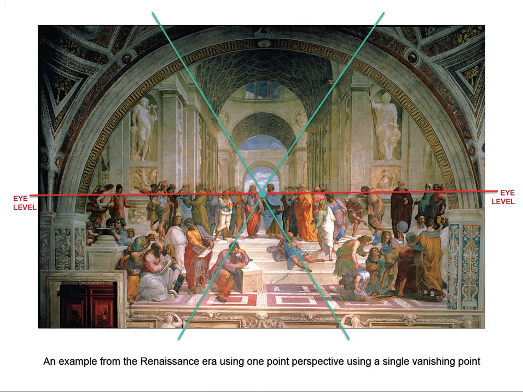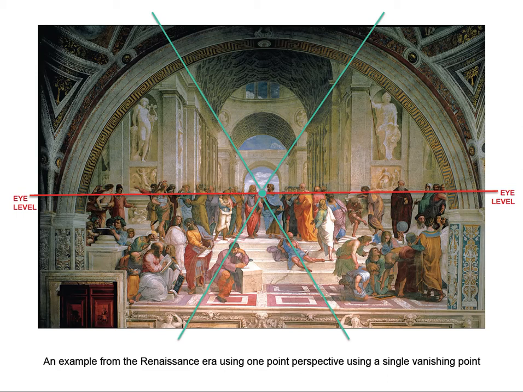In Raphael's fresco, you can see the vanishing point is towards the center of the fresco between the 2 main figures. Those 2 main figures that you see where the vanishing point exists are Plato on the left and Aristotle on the right.